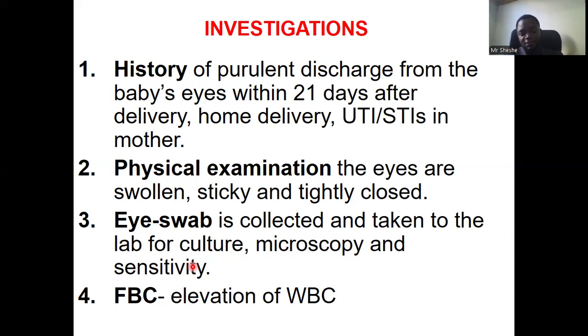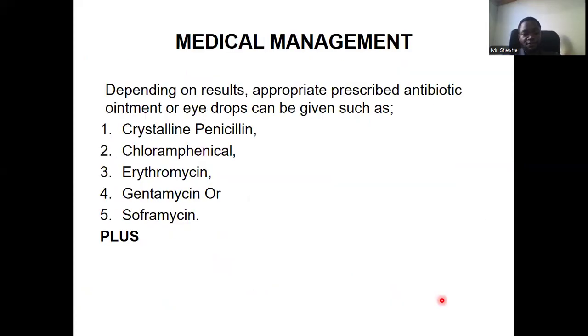Then other non-specific investigations that you can do, you can do the full blood count, which shows elevation in white blood cell count. Otherwise, do not wait for eye swab results. History, physical exam, tentative diagnosis, ophthalmia neonatorum, and begin treatment with antibiotics. So the following antibiotics are used: penicillins, broad spectrum. Chloramphenicol is more aggressive and covers both gram-negative and gram-positive bacteria.